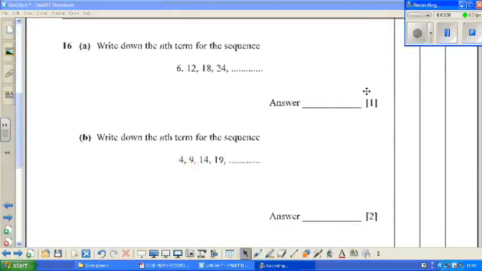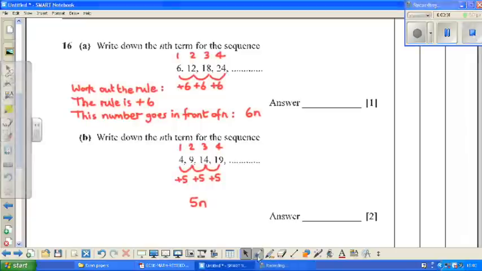Okay, so there's question 16. If you want to have a go at that, just turn off the video, try and answer the question, then we'll go through it for you in a moment.